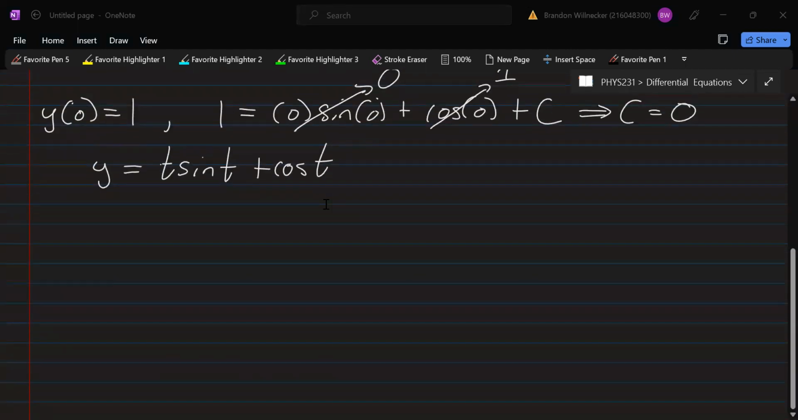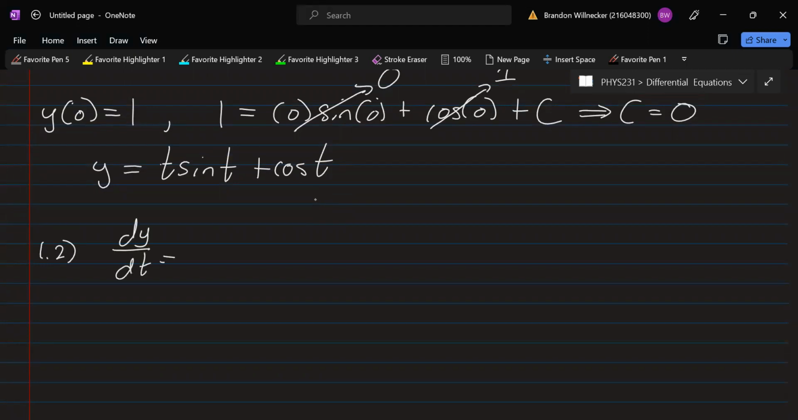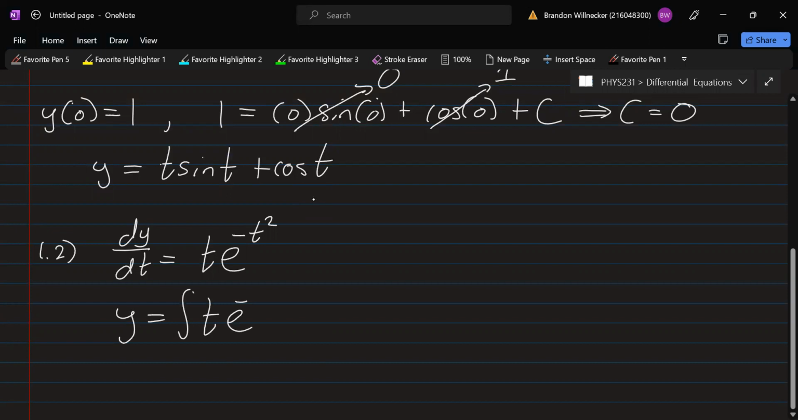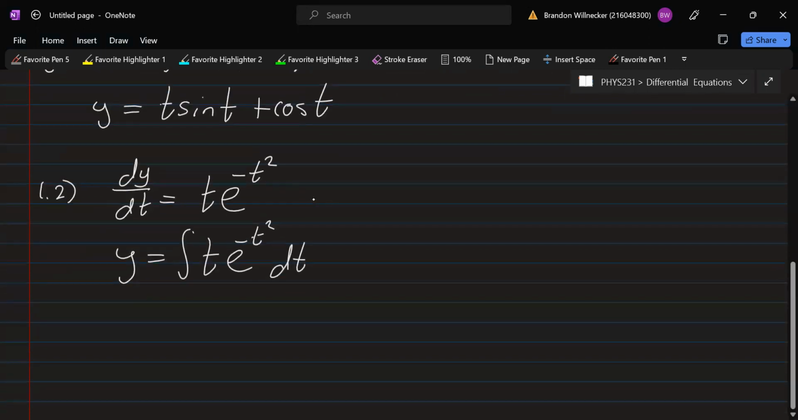Let's look at the next one, 1.2. We have dy by dt is equal to t e to the minus t squared. Again, the right-hand side doesn't depend on y, so we can directly integrate. So y is equal to the integral t e to the minus t squared dt. Now if we look in the exponent there, we have minus t squared.